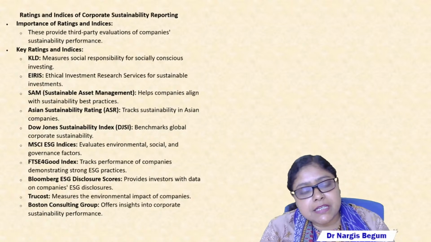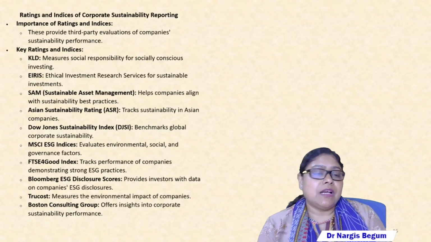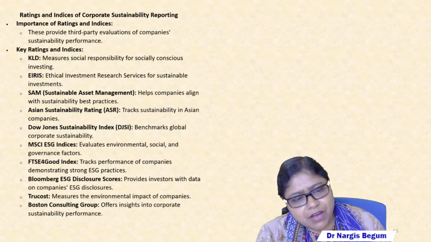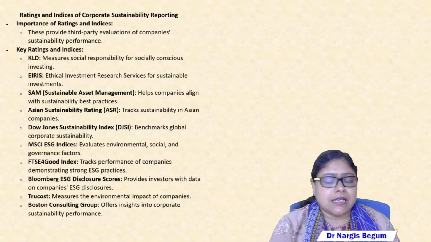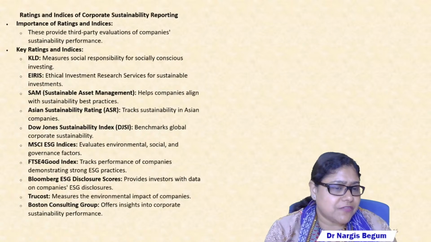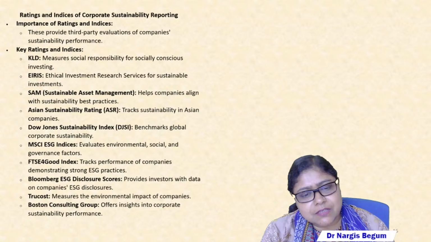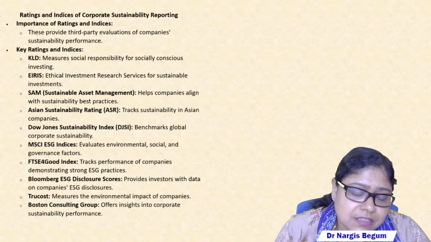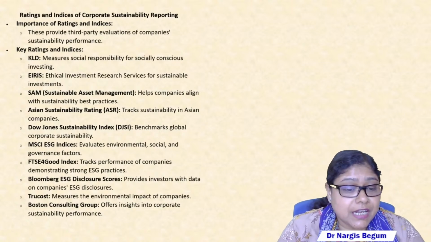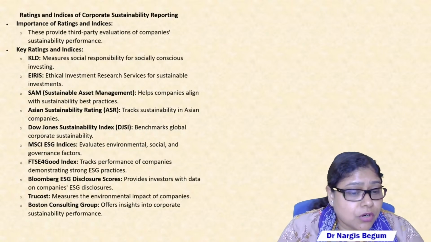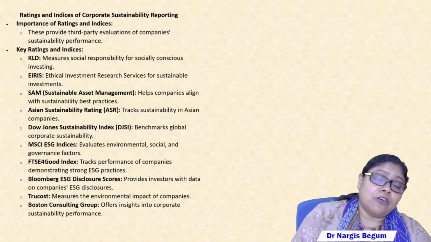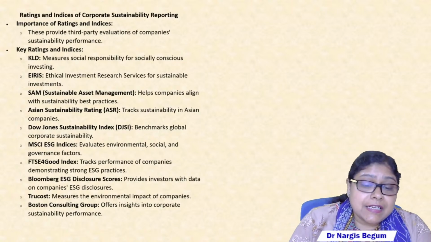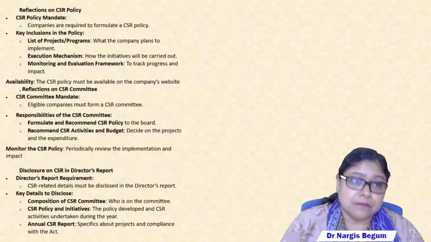Dow Jones Sustainability Index, that is DJSI, benchmarks global corporate sustainability. MSCI ESG indices evaluate the environmental, social and governance factors, that is the ESG factors. FTSE4Good Index tracks the performance of companies demonstrating strong ESG practices. Bloomberg ESG disclosure score provides investors with data on the company's ESG disclosure. TruCost measures the environmental impact of companies. Boston Consulting Group, that is the BCG, offers high insights into corporate sustainability performance.